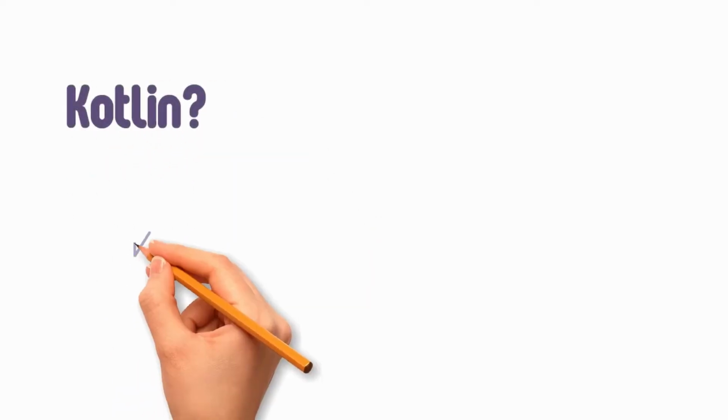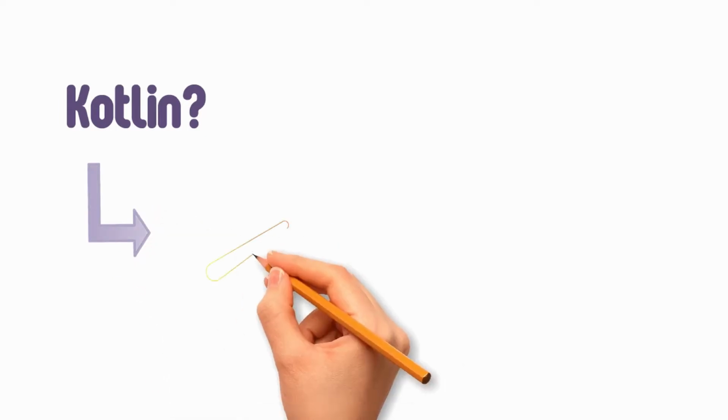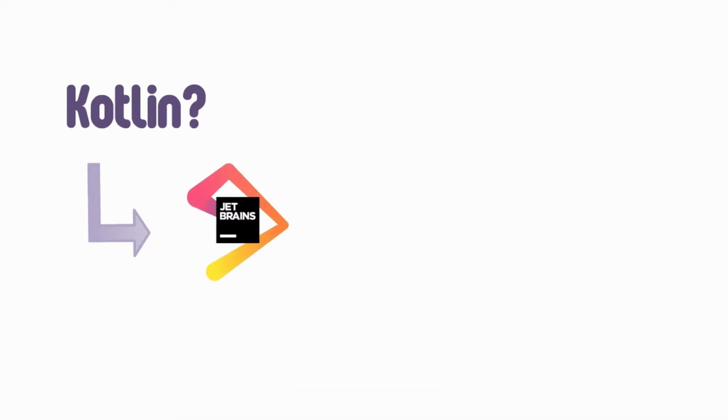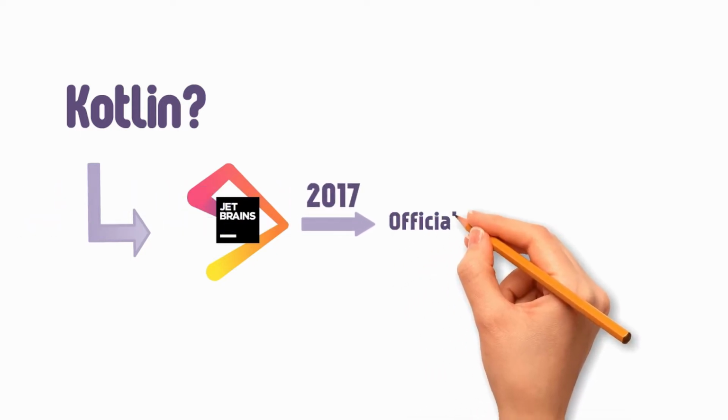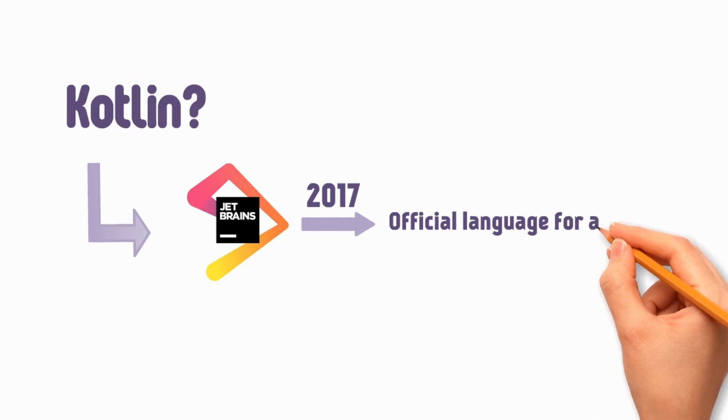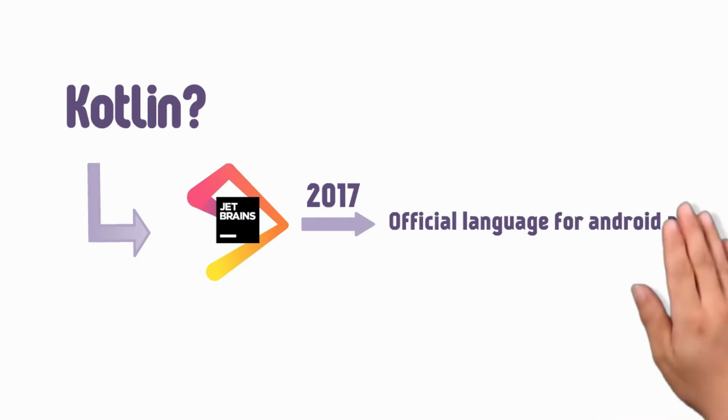So first of all, what is Kotlin? Kotlin is a statically typed programming language introduced and developed by JetBrains in 2011. In 2017, Google stated Kotlin as the official language for building Android applications.